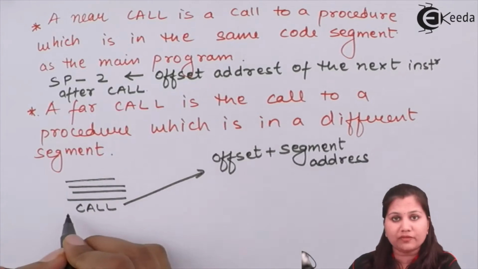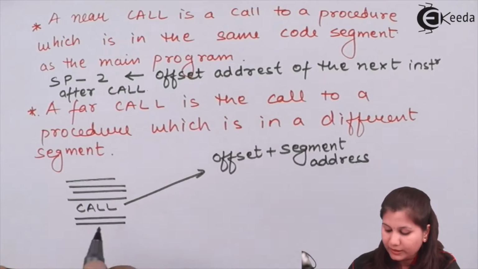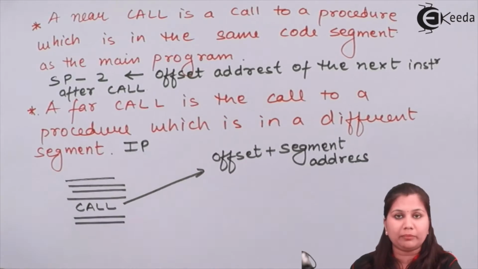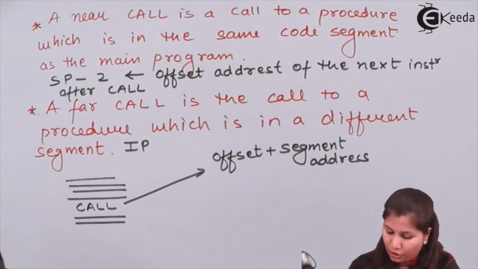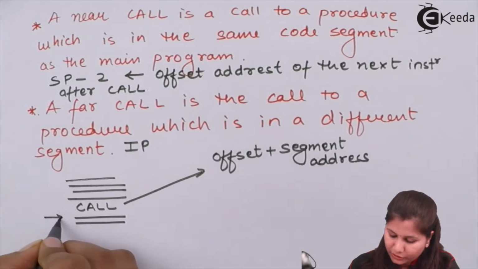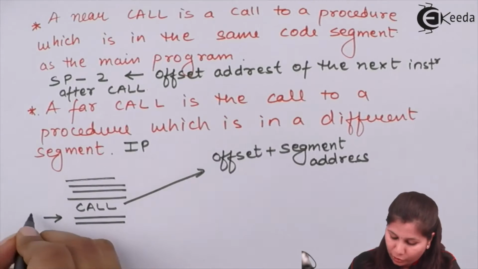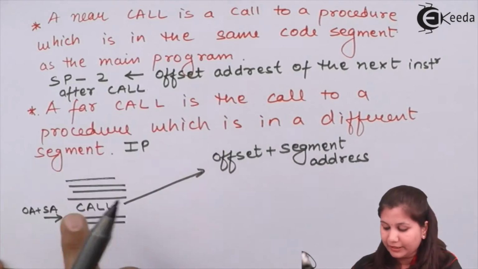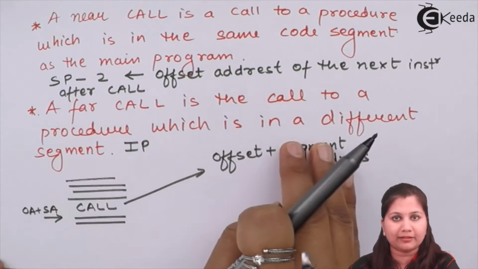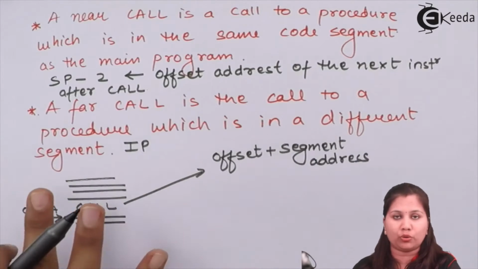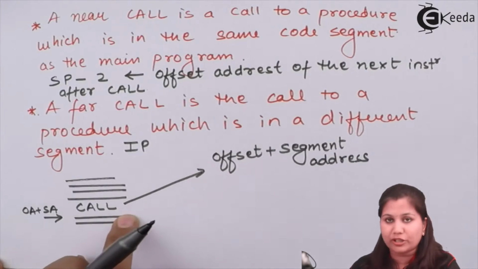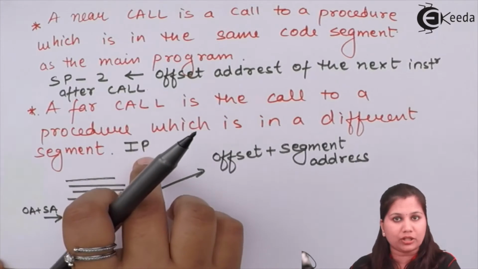Now, the instruction which is written after the call instruction: the instruction pointer (IP) always stores the address of the memory location where the next instruction is written. So the instruction after the call instruction will also have an offset address plus a segment address. Because it is a near call, the segment address will be the same for the main program and the subprogram. So there is no need to store the segment address; only the offset address where the next instruction is written will be in the instruction pointer.